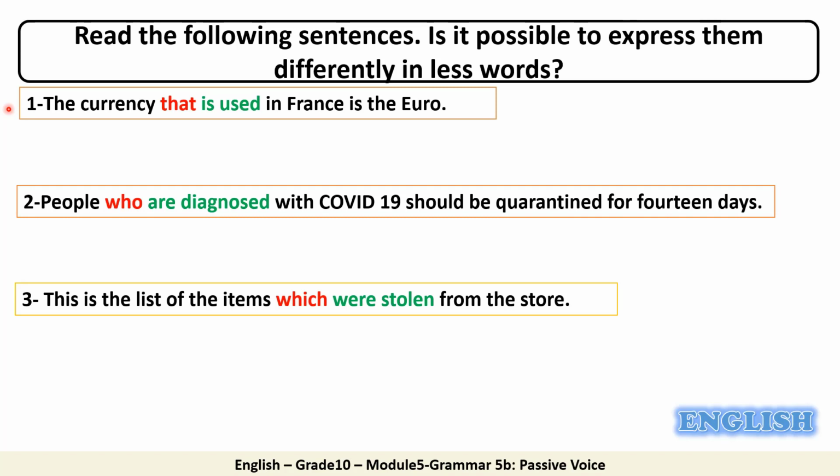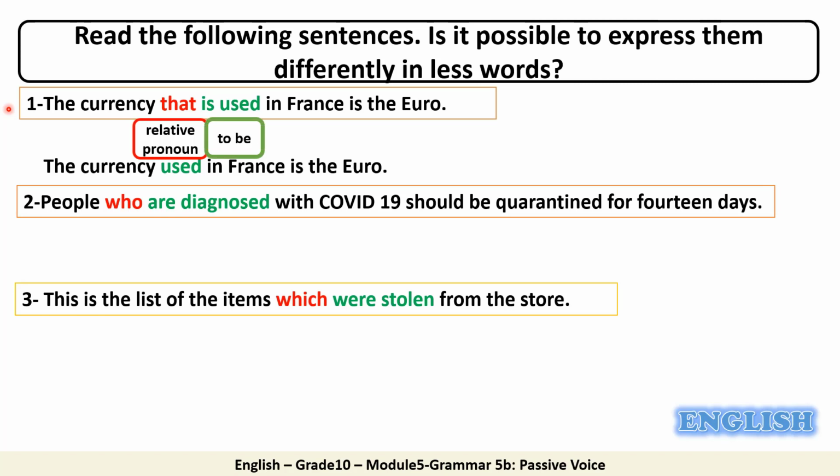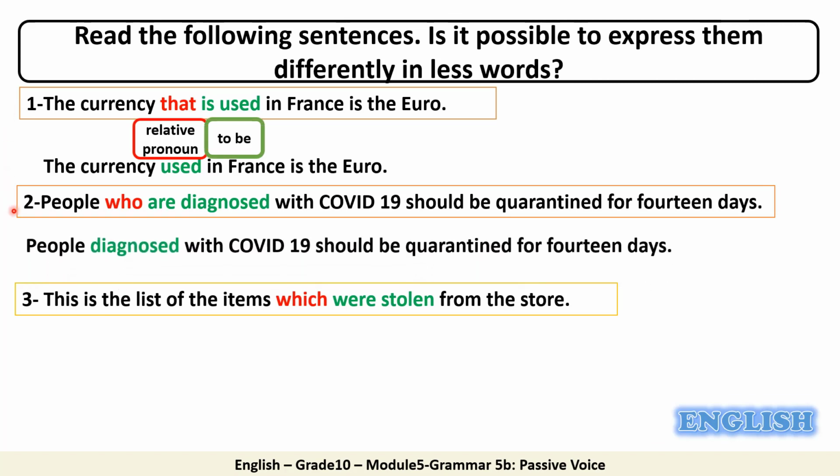Let's share answers. We can say in the first sentence, the currency used in France is the euro. So what have we done here? Excellent. We removed the relative pronoun and the verb to be. Second example, we can say, people diagnosed with COVID-19 should be quarantined for 14 days. We also remove the relative pronoun and the verb to be.